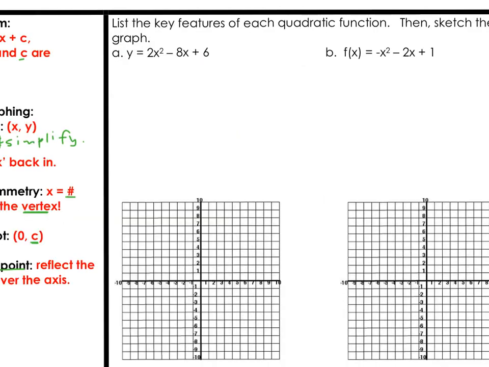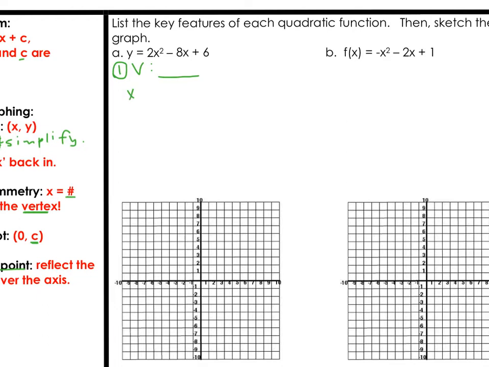Let's give it a shot. List the key features of each quadratic function, then sketch the graph. Example A, y equals 2x squared minus 8x plus 6. We know this is going to be a transformation of the parent function where we move the vertex. That means the first thing we need to do is calculate where the new vertex goes. So I'm going to put my answer here when I'm done.